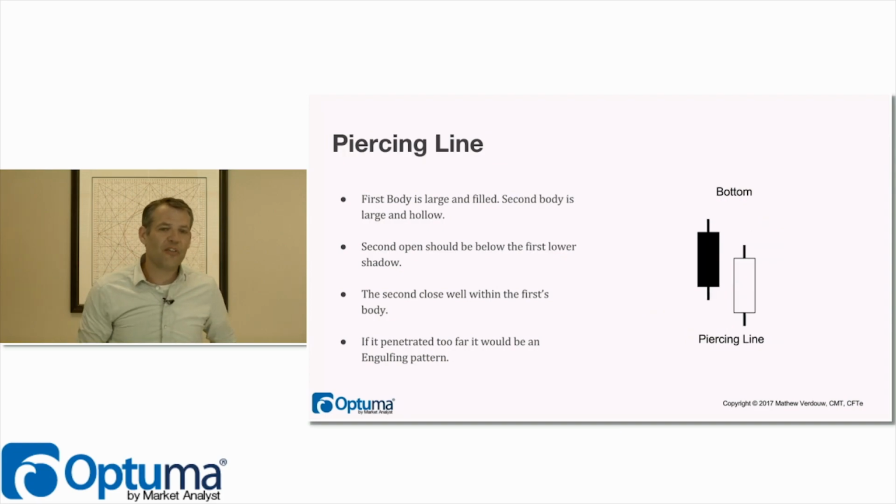Now, the opposite case to that is the piercing line. Same sort of thing though, where the market's going down, we've closed at the bottom, we've opened lower, gone down a bit with that shadow, but then turned around during that day and started putting in new highs, closing within the body of the first candle. Same sort of thing. If it penetrated too far, it would be engulfing.